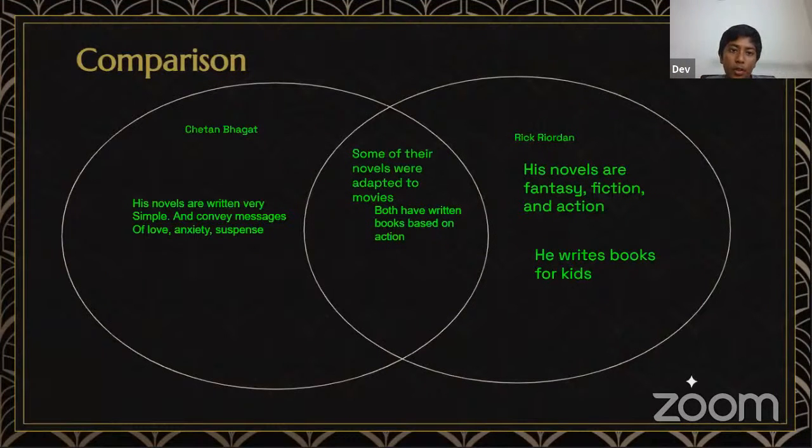So for the comparison, Chetan Bhagat is indeed the present youth icon of India. His style of writing is not the conventional type of writing you have been taught, neither is it in the form you would expect of pure English novels. His writing is very simple and conveys the message of love, anxiety, tension, suspense, and etc. in a very subtle and clear manner.